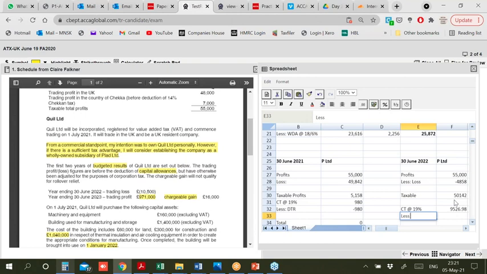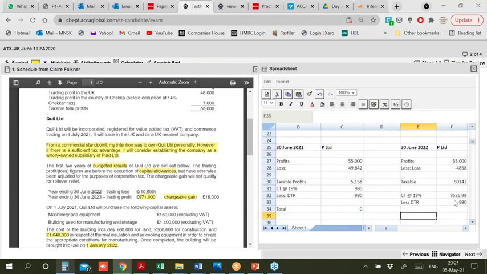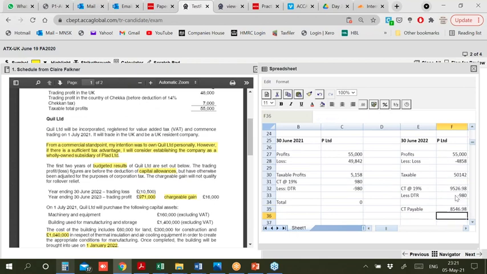Less DTR as well, because next year the DTR will also be available. It will be same 980. So CT payable is this plus this. So with that, I have now calculated the tax liabilities for both companies for both years.